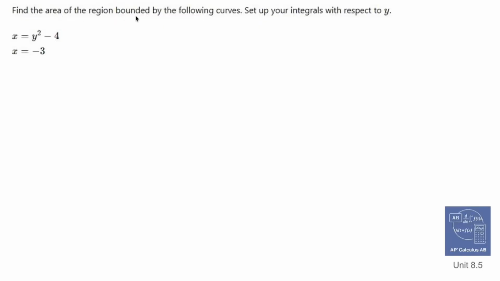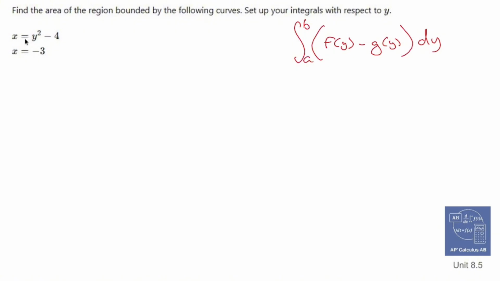Find the area of the region bounded by the following curves. Set up your integrals with respect to y. Oh, so we're doing something different now. Same idea though. What you're going to do is find your limits of integration, and then subtract f of y minus g of y. Those are two different ones. Then we're going to integrate that with respect to dy.